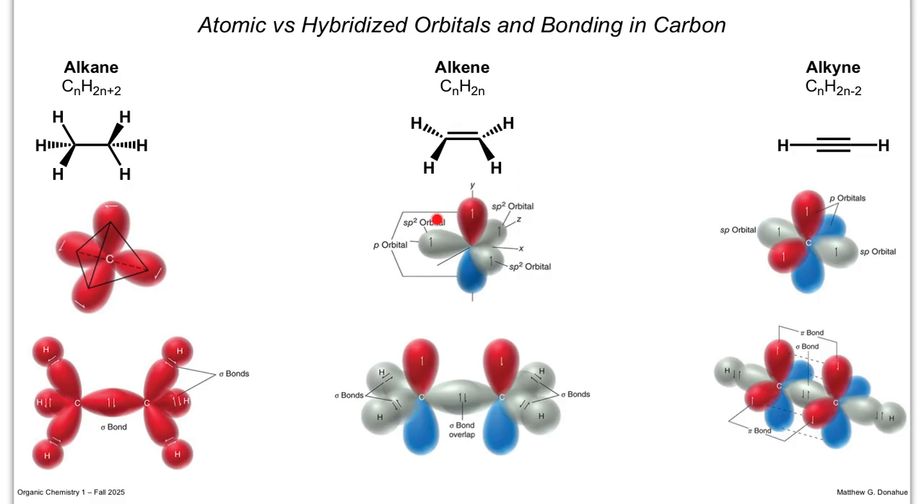So going back, I want to just write this stuff down here. So tetrahedral. Trigonal planar. And then the sp was linear.